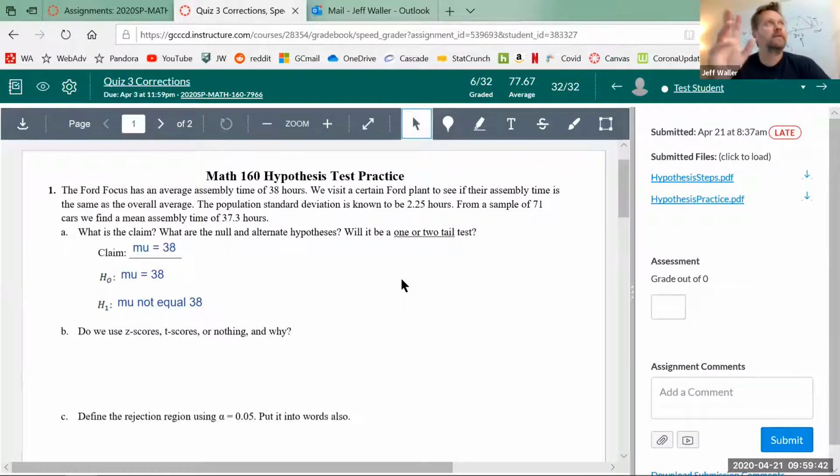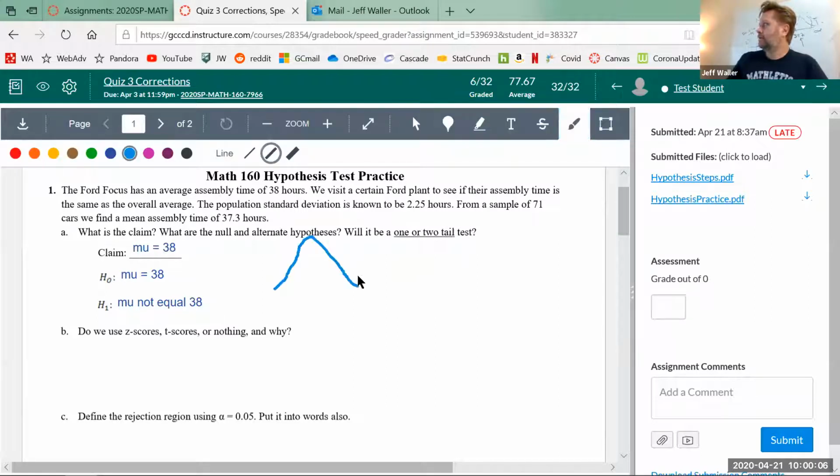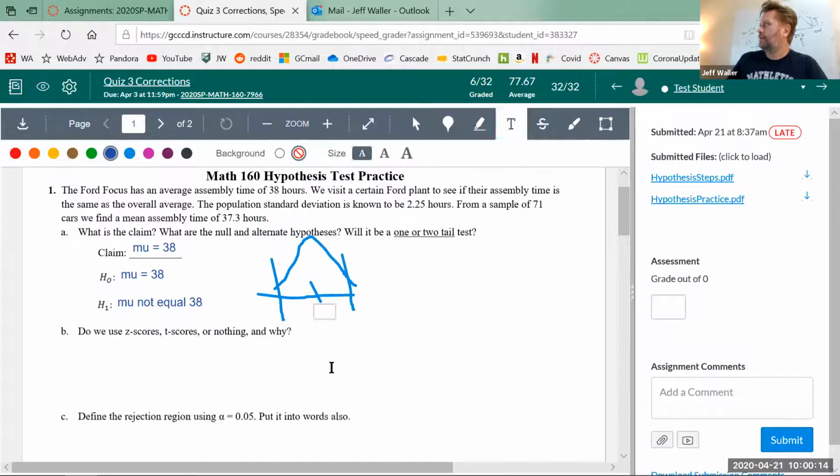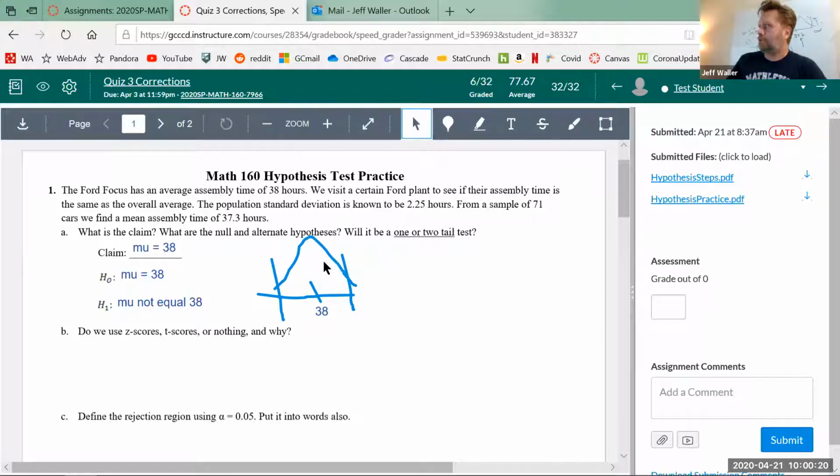So very last thing, I said we're just going to do this first one. Can somebody tell me, is this going to be a 1 or a 2-tail test? Definitely a 2-tail test, because what would show evidence that it isn't 38 is more than 38 or less than 38. Here's 38 and we think it's not equal to 38 in the H1. So I just need to show up way out there or way down there.